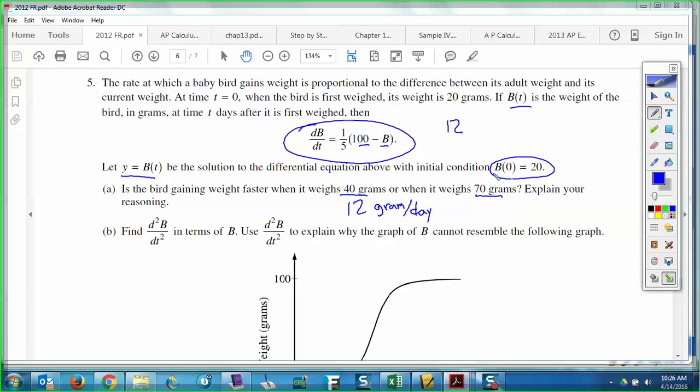And at 70, you get 100 minus 70 is 30, times a fifth would be 6 grams per day. And that would explain your reasoning right there. When it weighs 40 grams, it's growing at 12 grams per day. When it weighs 70 grams, it's growing 6. So pretty easy, right? And that's not unusual, that there's parts of the free response that seem easier than others. Okay? All right, next one.